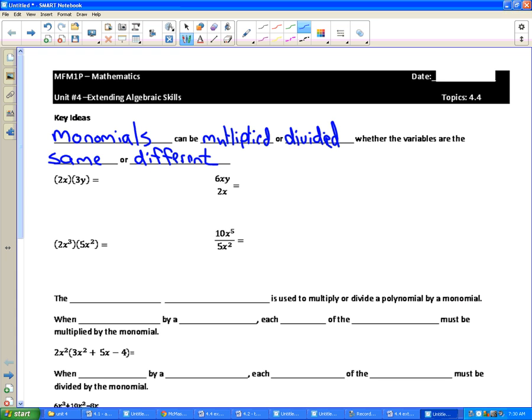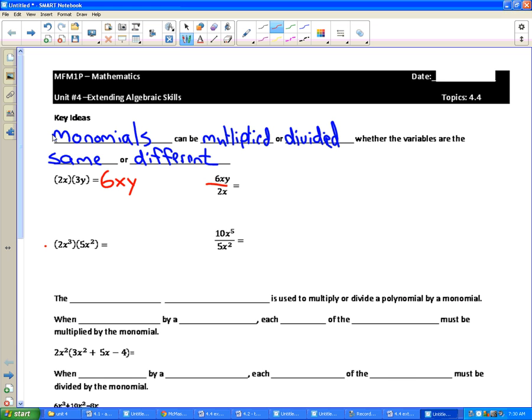If we are multiplying these two terms, I've got 2x times 3y. I multiply my coefficients and I get 6, and I multiply my variables, but I can't multiply an x and a y and get a single answer, so it's actually xy. The one below here, so we're going to go to this one now, 2x cubed times 5x squared.